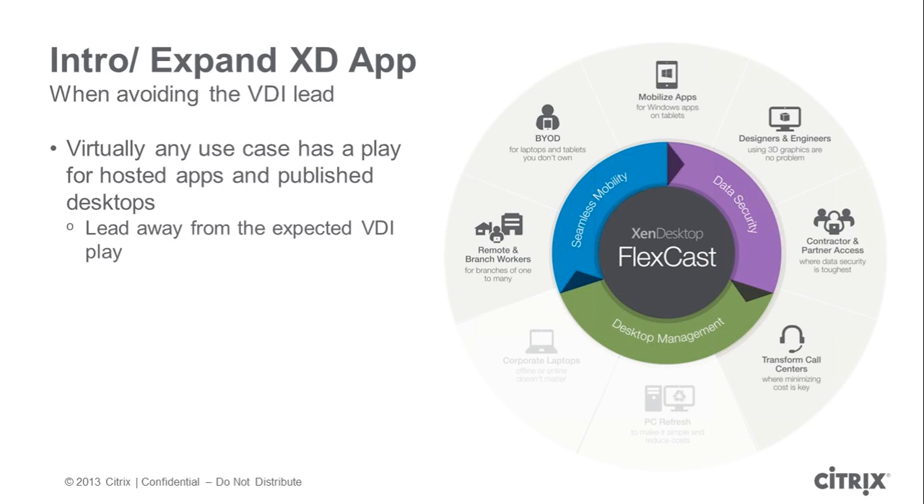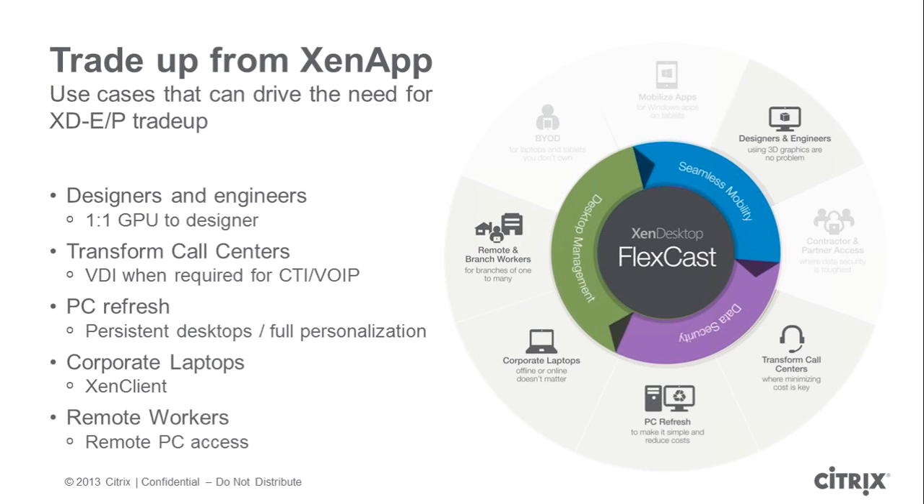You can see that many of these use cases absolutely apply to that classic Zen app or now App Edition use case. But we can use this same Wheel of Fortune to help drive trade-up motions from Zen app, where we have use cases and pockets of users who would need Zen Desktop Enterprise or Platinum. That could be for, again, these designers and engineers who need that one-to-one GPU power that you get with VDI. Or maybe you've got some call centers that need some specific call telephony integration or VoIP that requires VDI. No problem. We have that technology.